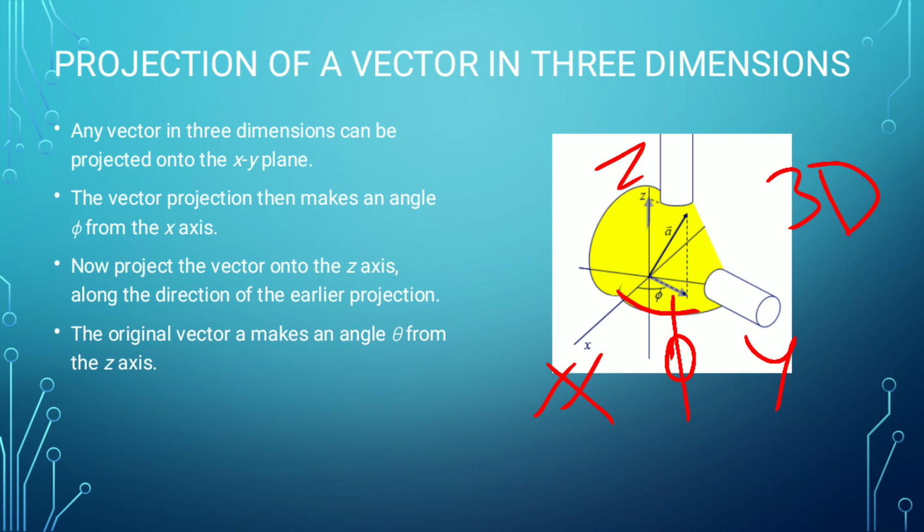So the original vector, A vector, makes an angle theta from the z-axis, and the angle between the x and y axis will be represented as phi. So these are the projections of a vector. Here we are representing a particular vector in the three-dimensional format, right? So three dimensions in the sense x-axis, y-axis and the z-axis. This is how we are going to project a vector in the three-dimensional format.